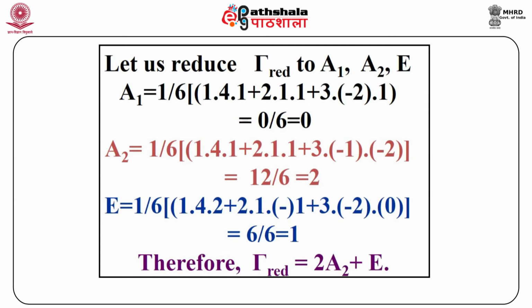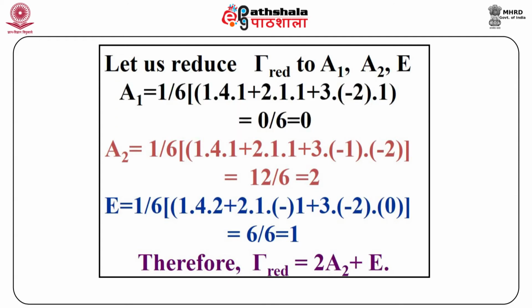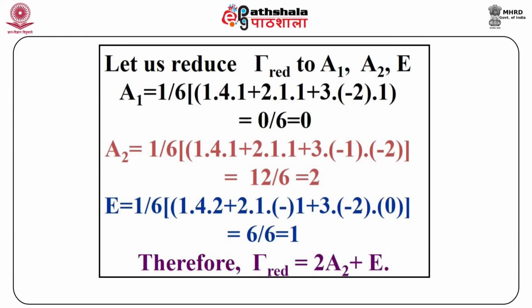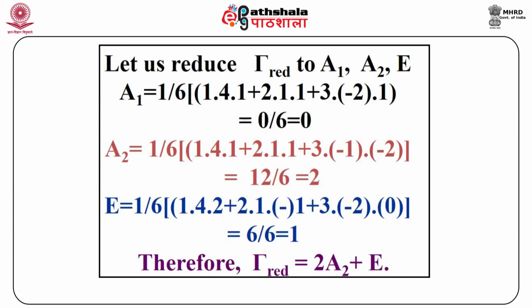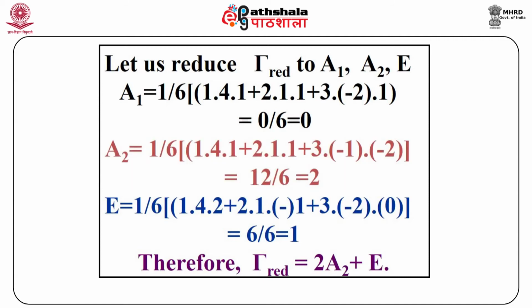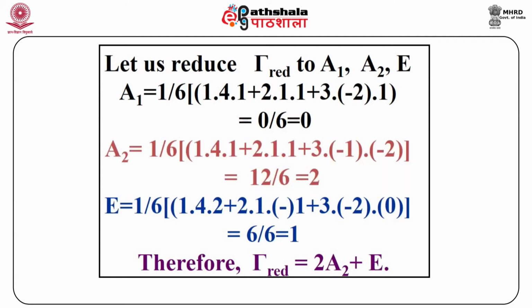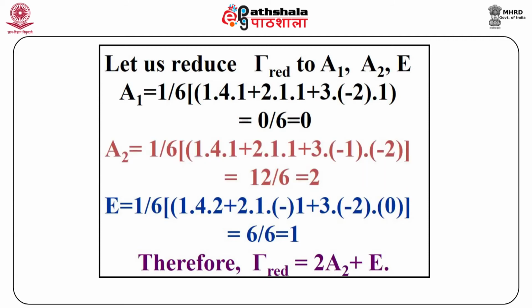A1 is 1 by 6 within bracket 1 into 4 into 1 plus 2 into 1 into 1 plus 3 into minus 2 into 1, that is 0 by 6, that is 0. No A1 is there in tau reducible. A2 is equal to 1 by 6, 1 into 4 into 1, 2 into 1 into 1 plus 3 into minus 1 into minus 2, that is 12 by 6, 2. That is, A2 repeats 2 times in this reducible representation.